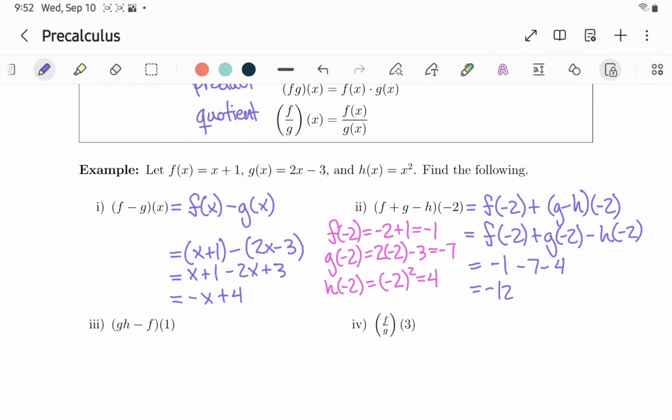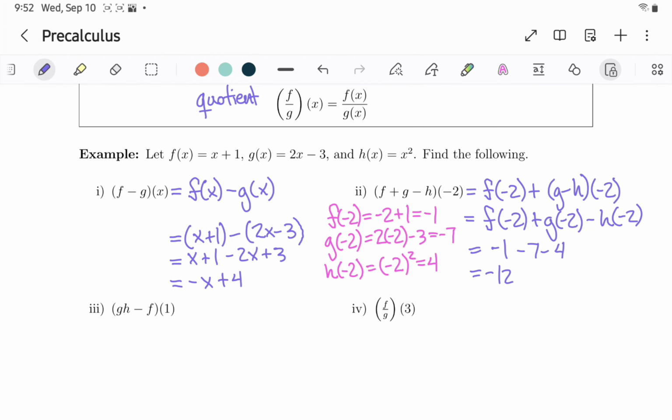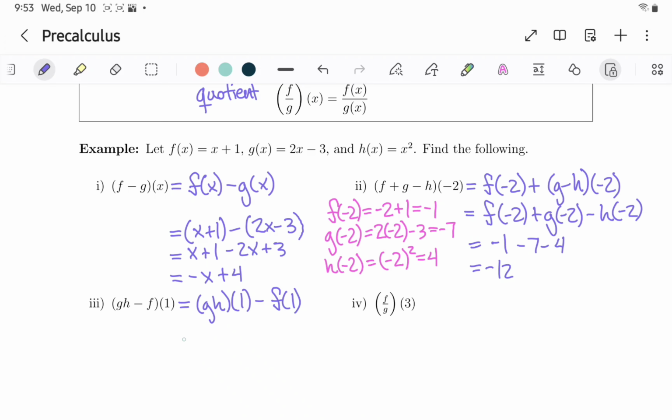All right, we have two more of these examples. So in example 3, we are asked to find g times h minus f of 1. So again, we're going to break this down with the different properties like we did in the previous example where we had more than two functions to deal with. So g times h minus f of 1, well, this is going to be equal to, according to the difference property, g times h of 1 minus f of 1. And then according to the product property, we can say that this is equal to g of 1 times h of 1 minus f of 1.